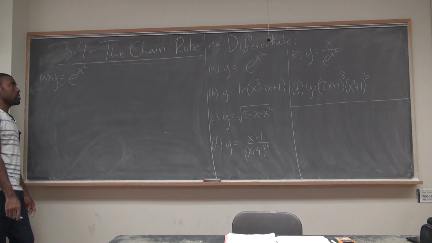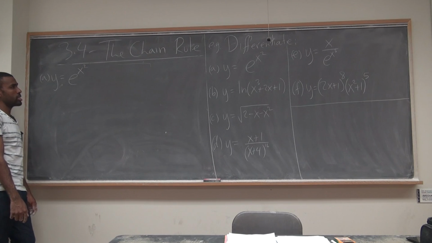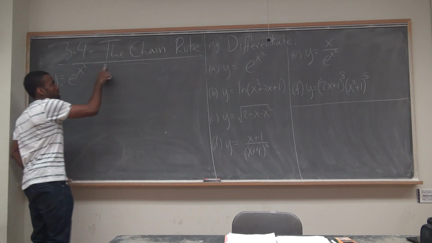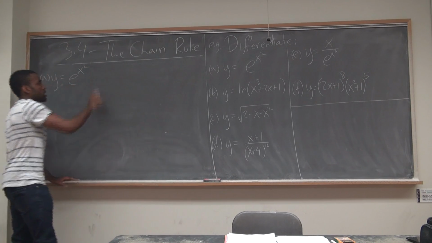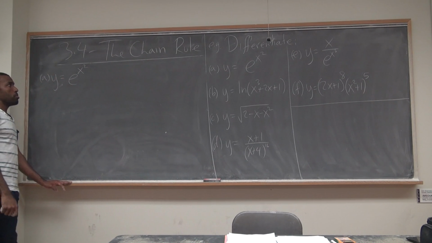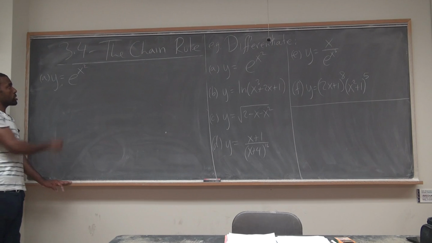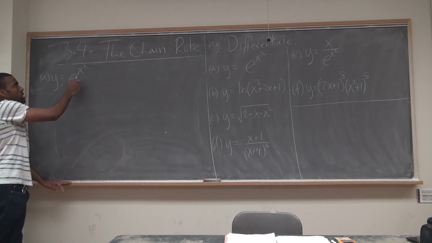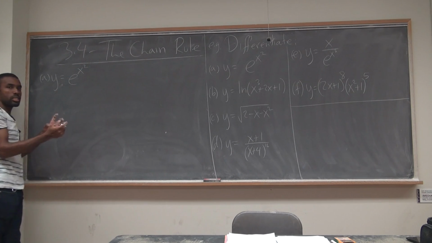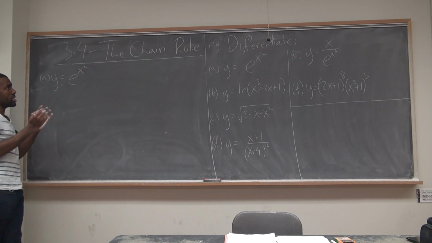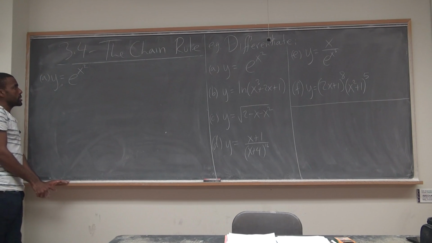So you see something like this, and you notice that none of our rules really apply to this. I know the derivative of e to the x is e to the x, but e to the x squared is a much worse kind of beast. But I can think of it as a composite function, where my outside function is e to the x, and my x squared is the inside function. I take x squared, plug it into e to the x, and I get this.